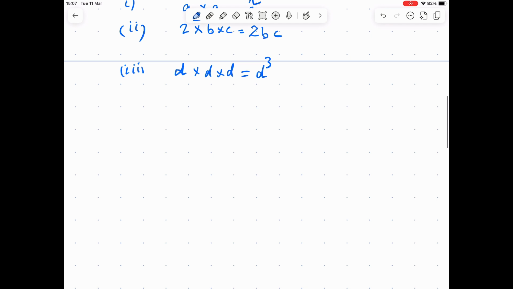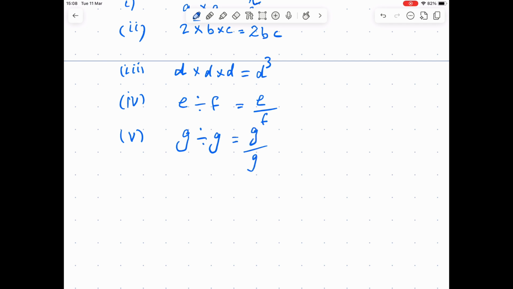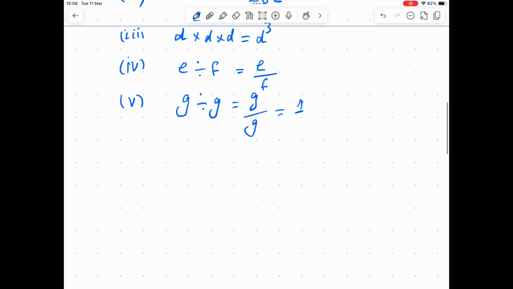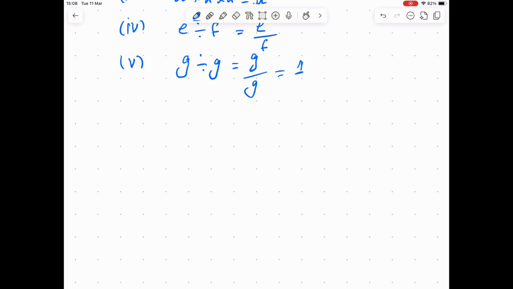And then the fourth one is e divided by f, which will be e over f. G equal to G divided by G. Well, G cancels with the G, it will give us 1. Okay, let's have some rules of indices.